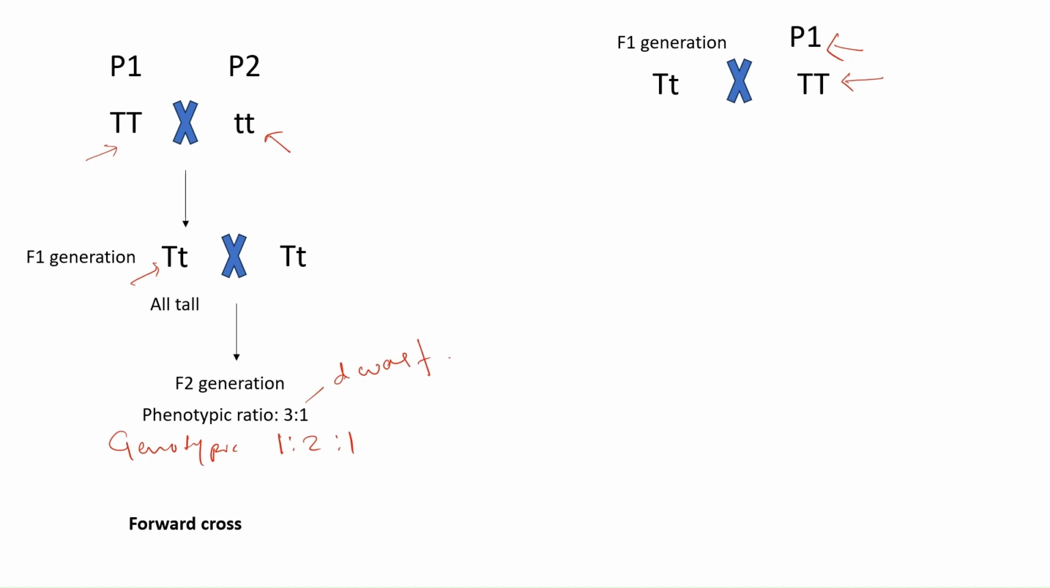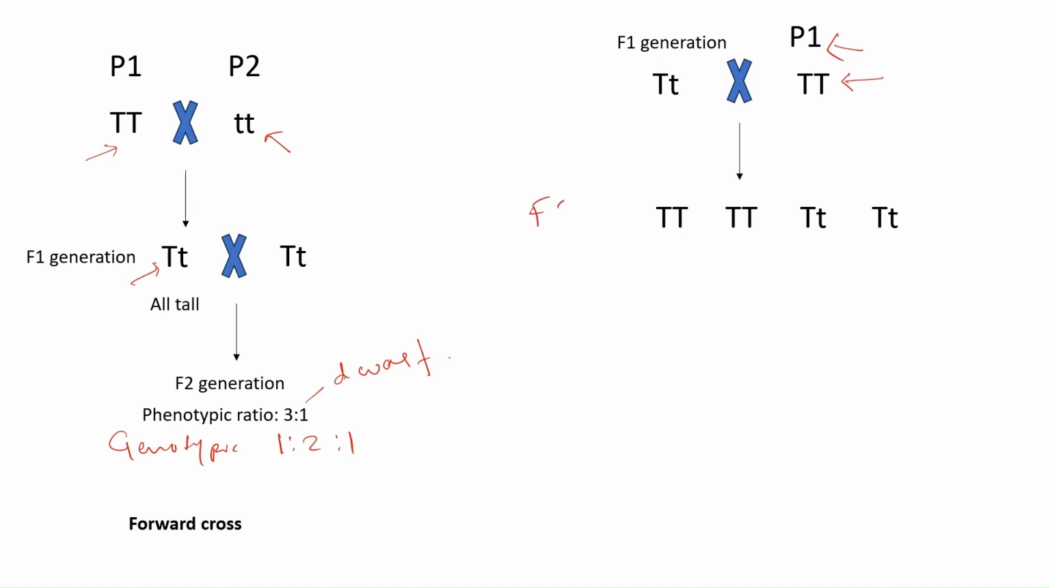Now in case of parents, it can get crossed with the dominant parent and also the recessive parent. But when the F1 or F2, F3 generations are crossed with recessive parents, in that case we call it a test cross, which we will study in the next video. So for now, the member of the F1 generation with genotype capital T small t is crossed with the parent having the dominant phenotype and genotype. Now, what will be the result of this crossing?